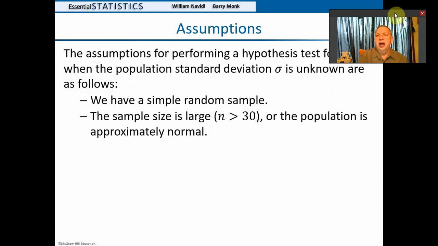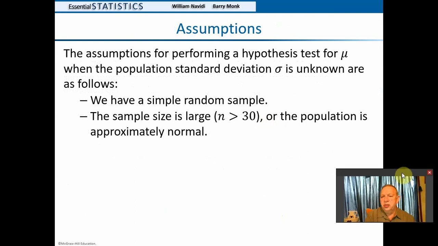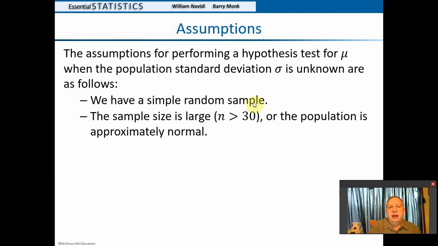So here are the assumptions that we're going to use. We have a simple random sample. The sample size is large, n greater than 30, or the population is approximately normal. And we'll see in a few minutes what happens if we don't know that the population is approximately normal, but we have a small sample size.